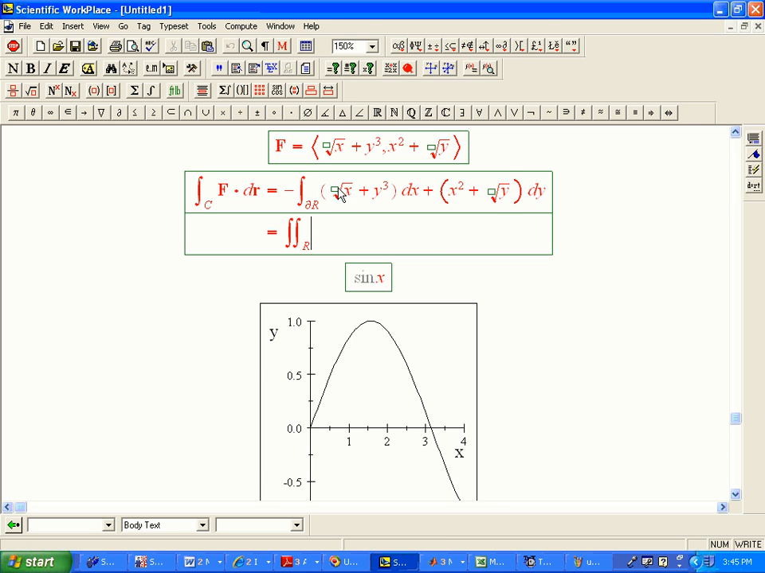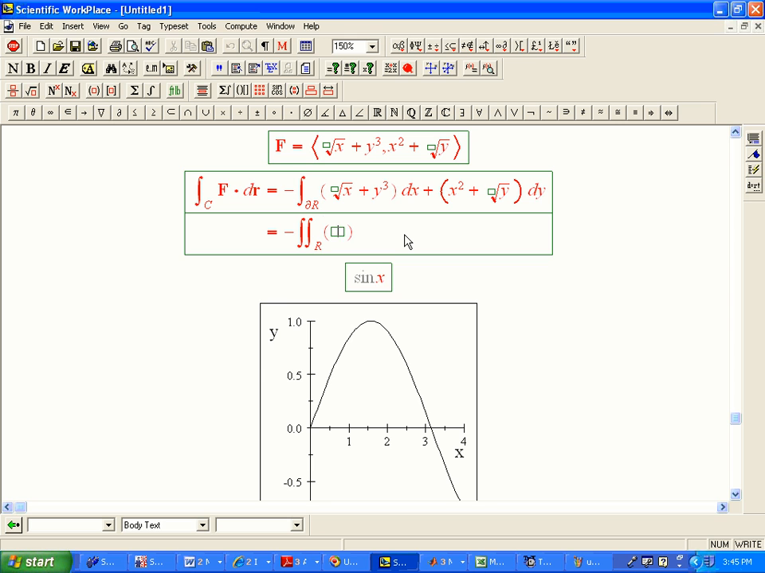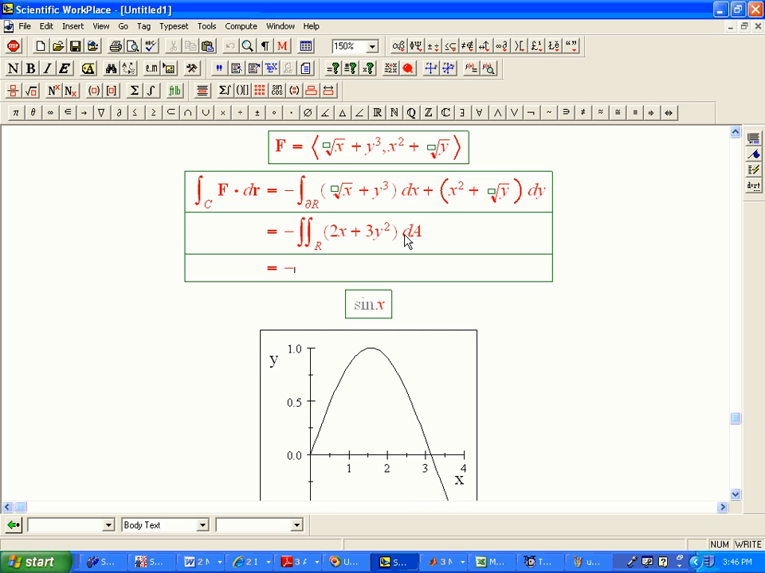The nice thing is that the roots cancel, they just go away. Anything that's only a function of y in front of the dy, and anything that's only a function of x in front of the dx, will always die when you do a Green's theorem calculation. It's a really powerful thing. So I still need the minus, which I almost forgot. Then dQ/dx is going to be 2x, plus 3y squared, dA.